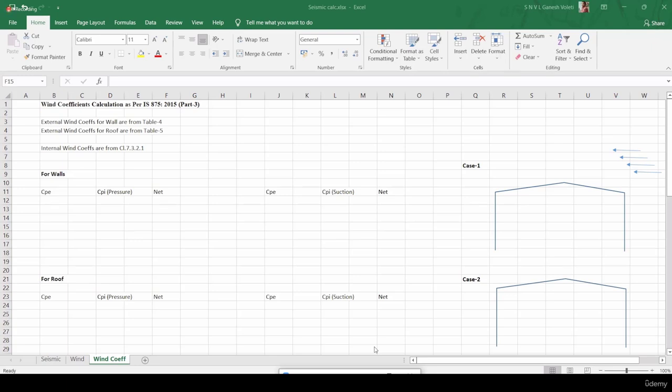How to design wind speed if the building is open from all sides? There is no change in wind pressure calculation, but only a change in wind coefficients. You'll get higher roof coefficients in open buildings.